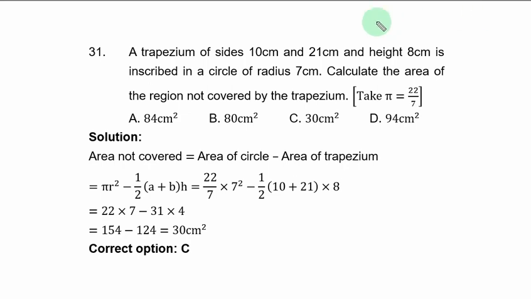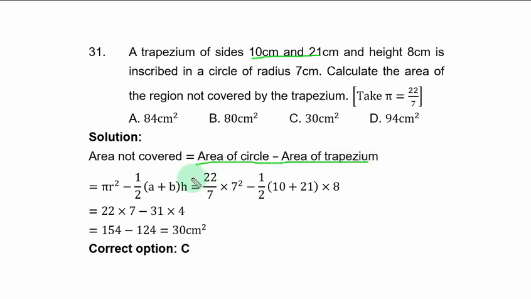Question 31. A trapezium of sides 10 cm and 21 cm and height 8 cm is inscribed in a circle of radius 7 cm. Calculate the area of the region not covered by the trapezium. The area not covered is equal to the area of the circle minus the area of the trapezium.